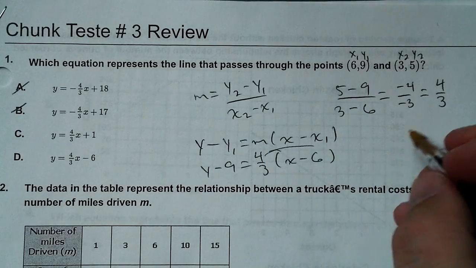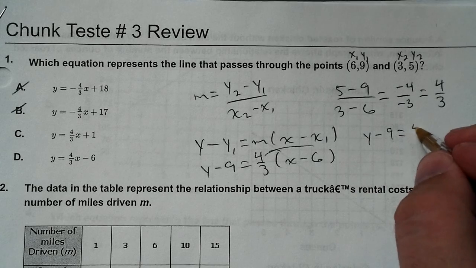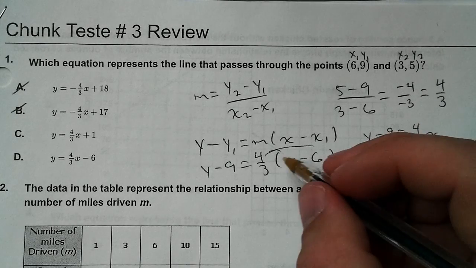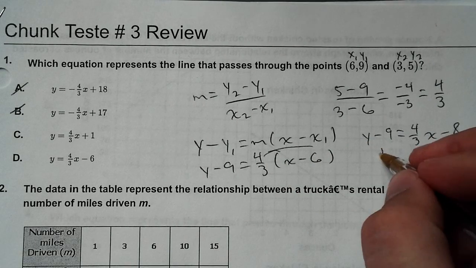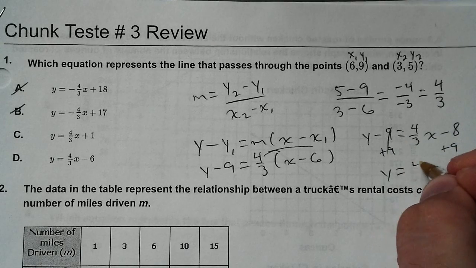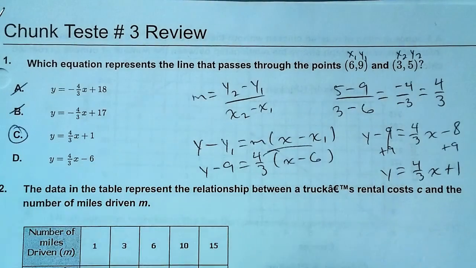Distribute. So this becomes y minus 9 equals 4/3 x, and that's going to be negative 24 divided by negative 3, which is negative 8. Add 9, y equals 4/3 x plus 1, which is answer C.